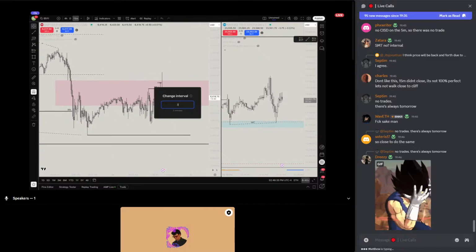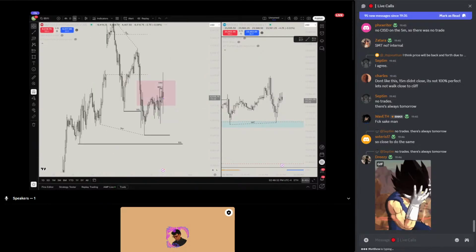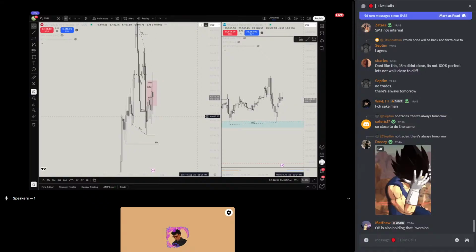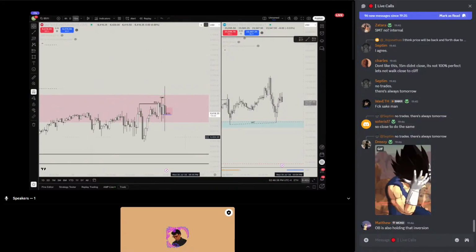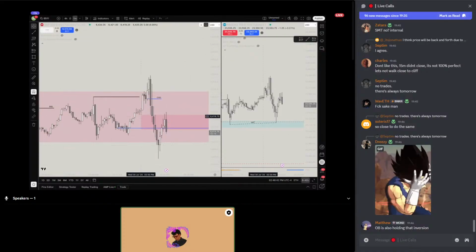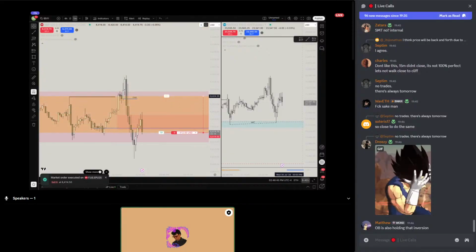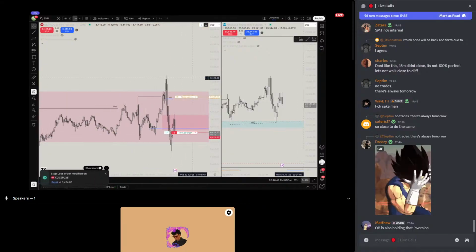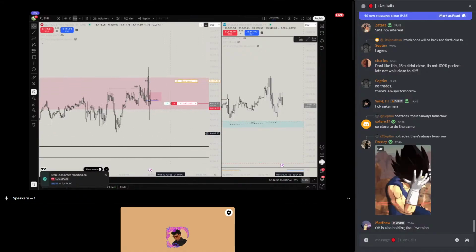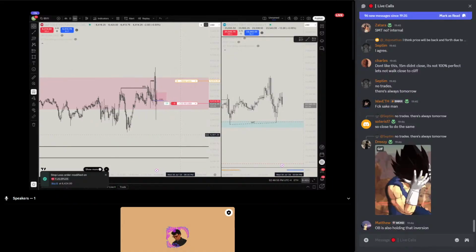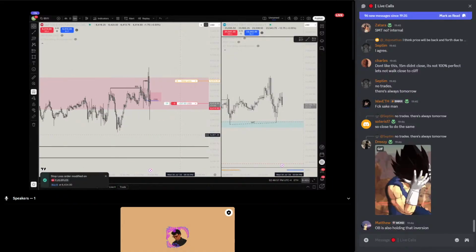More tapped. Failed to break through change in state though, which is good. I'm gonna give shorts a stab here on ES with a tight stop. He's short. Well, he's in a trade. Yeah, he's in. With a tight stop.